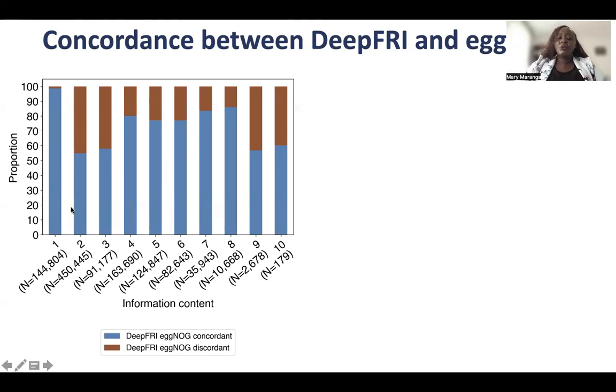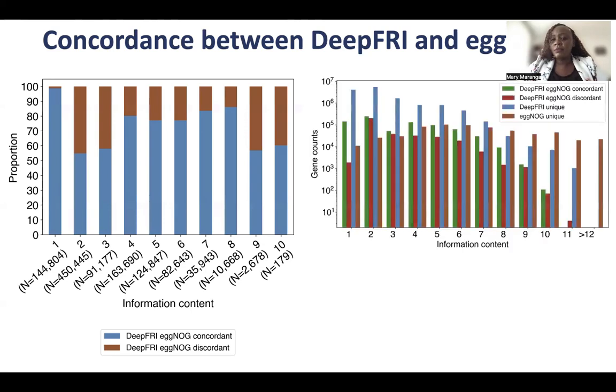The plot here shows the proportion of concordance between both methods, that is the concordant annotations and discordant annotations. And we see very high concordancy between EGGNOG and DeepFRI, on average 70%, meaning that DeepFRI is able to give reproducible gene ontology terms that can be used to understand biological problems.